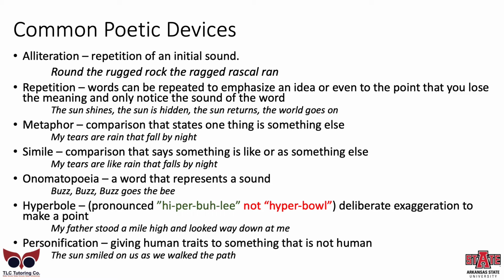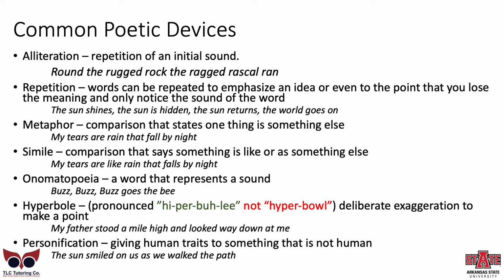The next device we will look at is repetition. Repetition, as the name suggests, means using words repeatedly to emphasize an idea, or even repeating a word to the point that you lose the meaning of the word and you only notice its sound. Consider this example. The sun shines, the sun is hidden, the sun returns, the world goes on. You notice in this example the repetition of sun to indicate different stages of a person's experience shows the continuity of time and that the world goes on no matter what's happening.